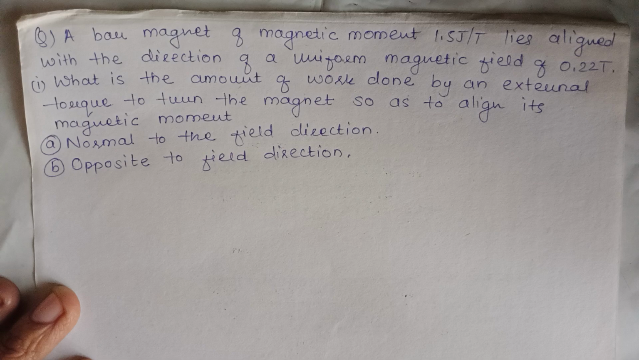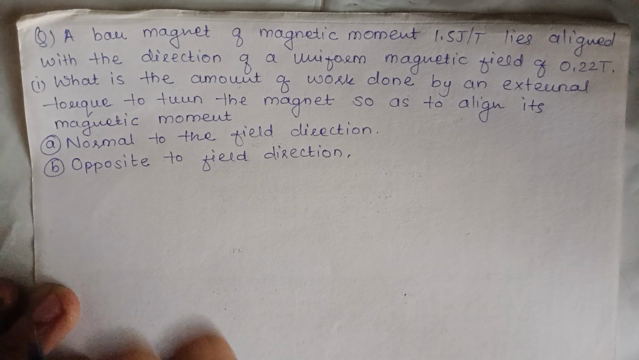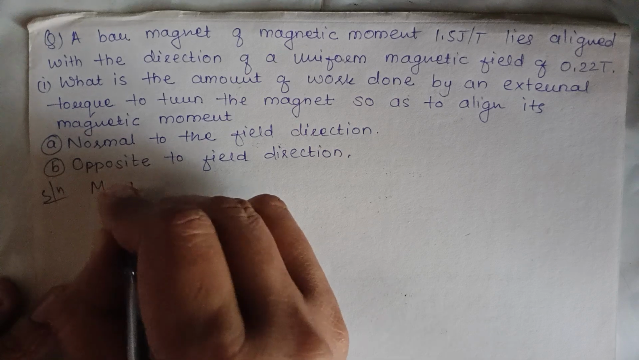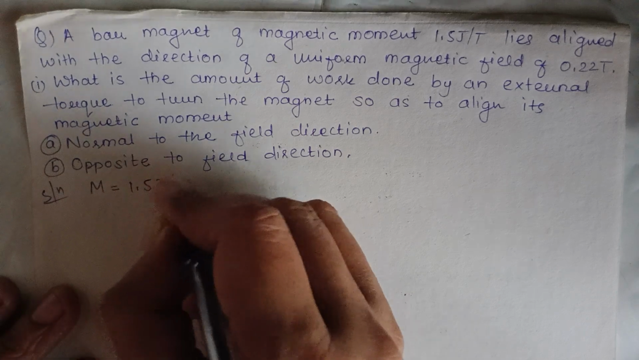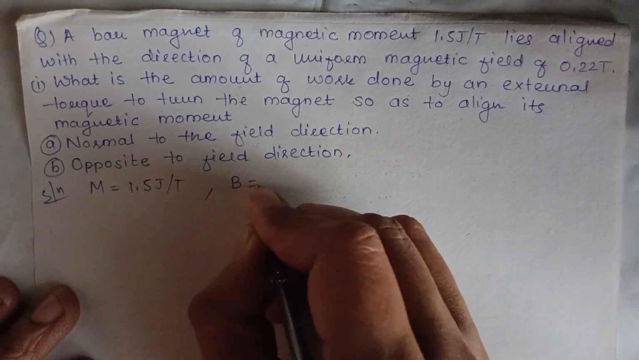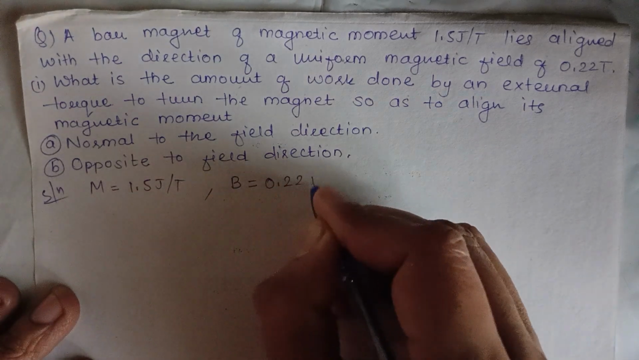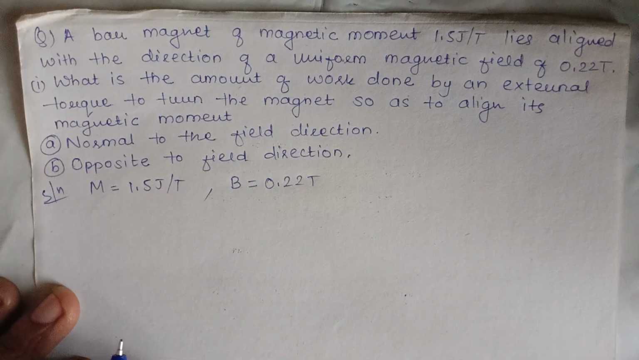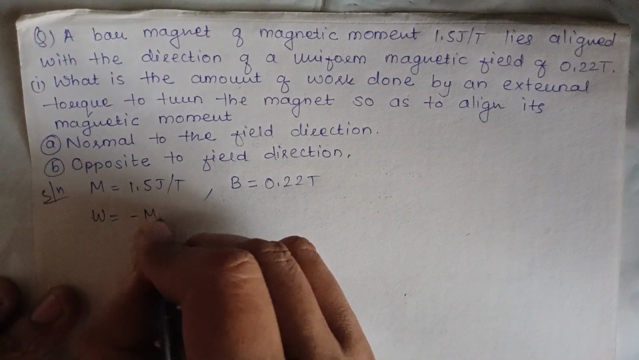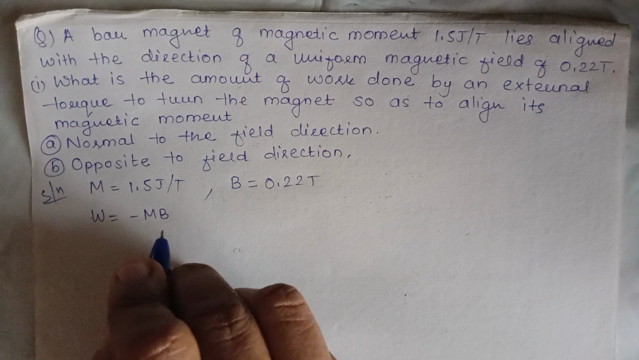Okay. So what is given here? Bar magnet of magnetic moment is given, M, 1.5 joules per Tesla. Okay. Then a magnetic field is given, B. Okay. We have to find the work done. How do we write work done? Minus MB cos theta, right?